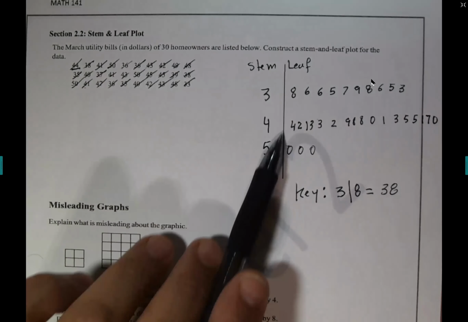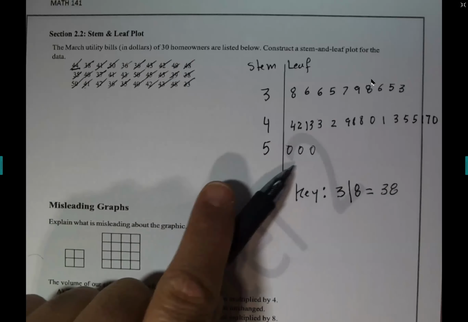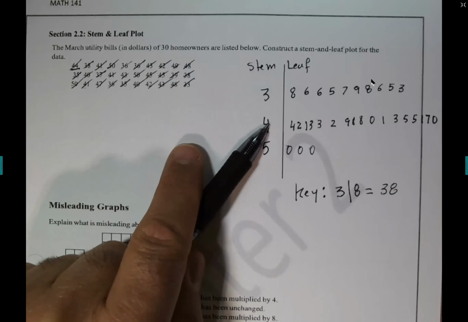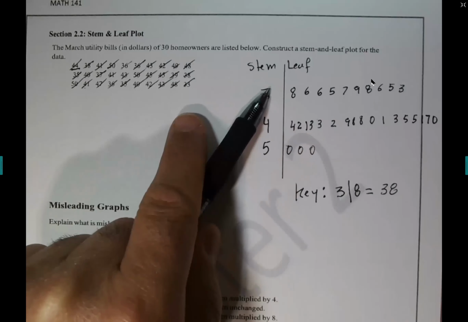And what was the least common bill? That would be in the 50s, because there's only 3. Yeah, it seems like 4 is the dominant in the 40s. Most people will pay 40 something, then 30 something, and then very few will pay $50.